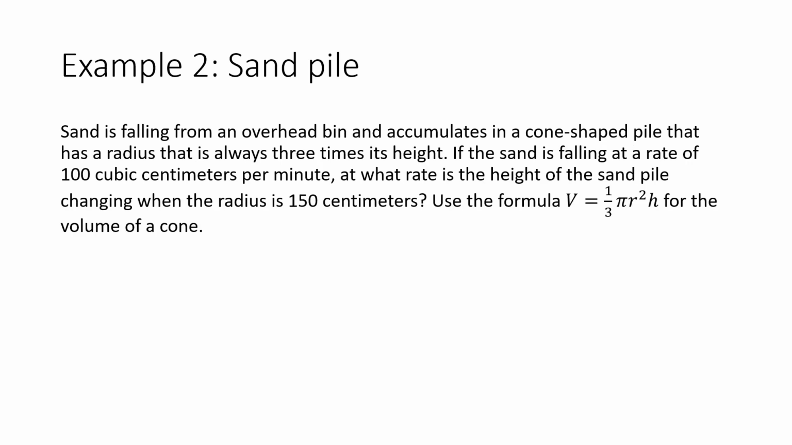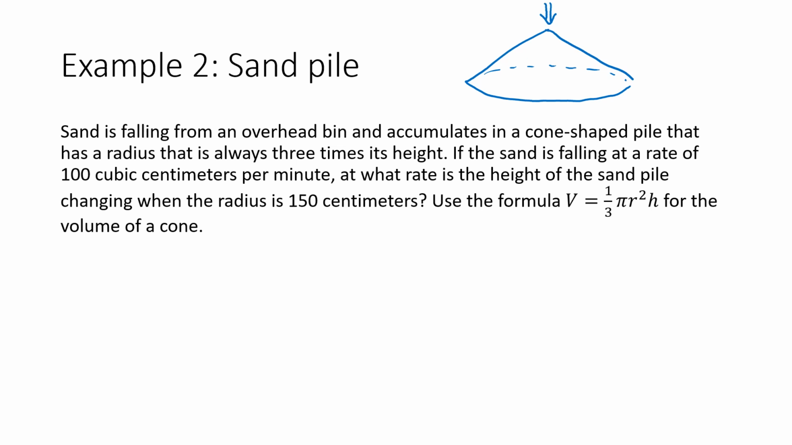So let's walk through those same kinds of steps again, and let's do another different kind of example. So this time we've got sand falling from an overhead bin and accumulating in a cone-shaped pile that has a radius that's always 3 times the height. So I'm going to draw a picture here to help me visualize what's going on. So we've got this cone, and the sand is falling and making this cone bigger. That's the idea. So the sand is falling at a rate of 100 cubic centimeters per minute. At what rate is the height of the sand pile changing when the radius is 150 centimeters?